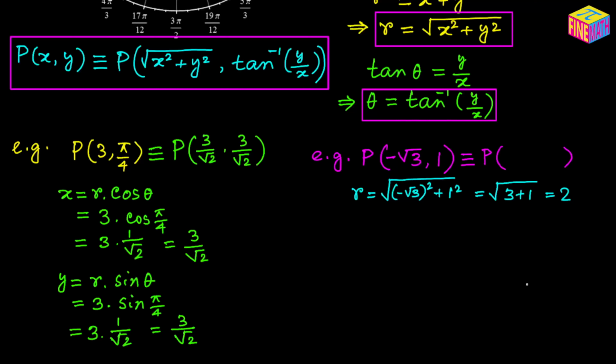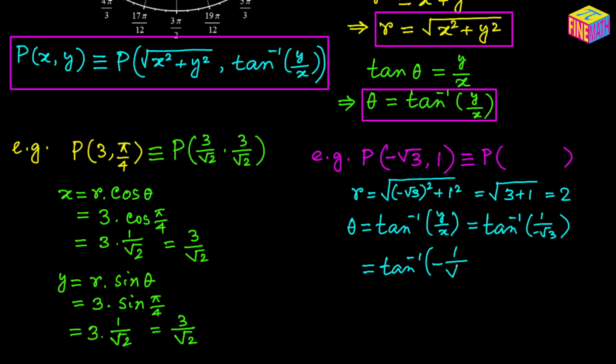And what about theta? Well, theta is equal to tan inverse of y over x, and in this case this will be tan inverse of, what is y? Well, y is actually positive 1, and what is x? That is negative square root of 3. So this will be equal to tan inverse of negative 1 over square root of 3, and that would be 5 pi over 6 in the second quadrant, of course. So we have found the polar coordinates now. r is 2 and theta is 5 pi over 6. So we can write it as 2, 5 pi over 6.